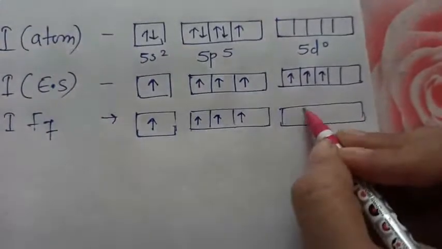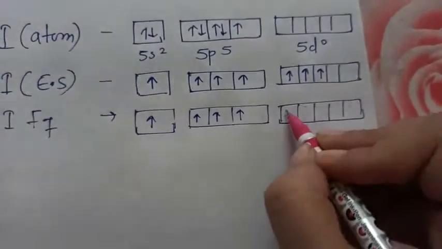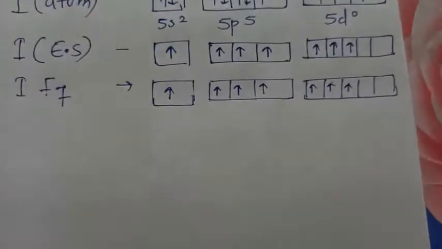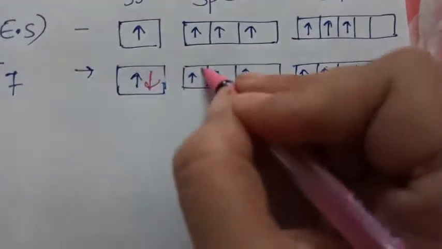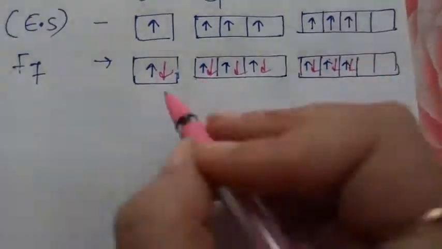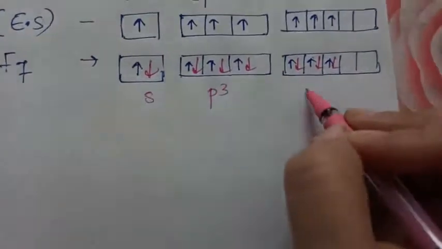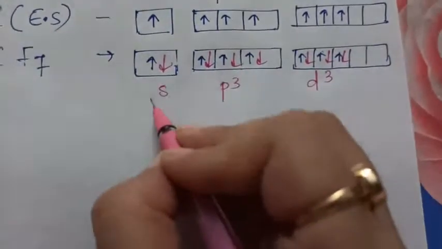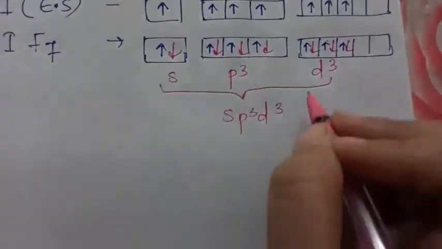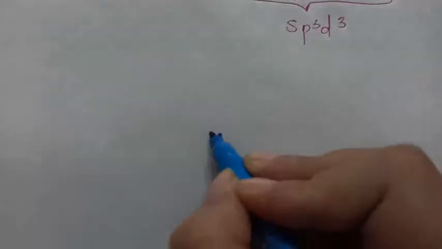So let me draw. So 1, 2 and 3. These blue electrons are of iodine again, and the fluorine are going to come and fill like this. So now if you count, sp3d3. So this is the hybridization in the IF7 molecule, sp3d3. In sp3d3, if we talk about the geometry of IF7, we'll have to see.